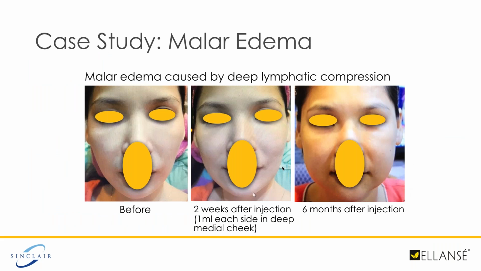This 30-year-old female looked perfect 2 weeks after 1 cc injection on each side of the deep medial cheek. Acute onset swelling of the cheek took place 6 months after injection. This is a typical case of lymphatic compression by the product and the subsequent formation of a host collagen capsule.